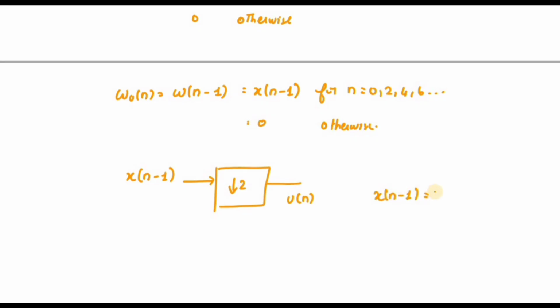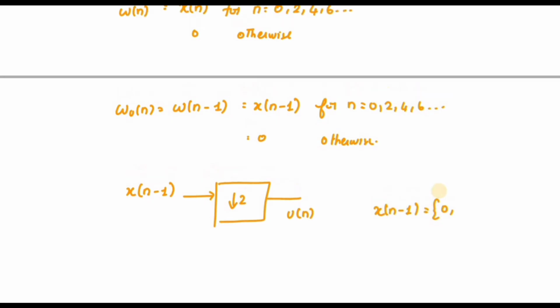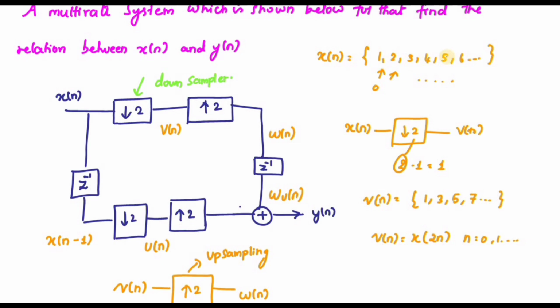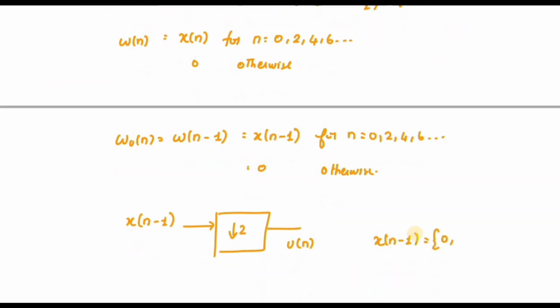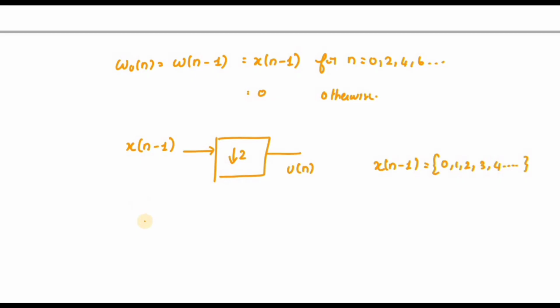If I substitute n equal to 0, it is 0 because x of minus 1 is 0. If I substitute 1, I get the answer, then 1, 2 up to 6, 1, 2, 3, 4, and it goes on. So this is my x of n minus 1. For that you have to apply a downsampling, so you consider only alternate values and cut down one value. So this becomes 0, 2, 4, 6, 8.